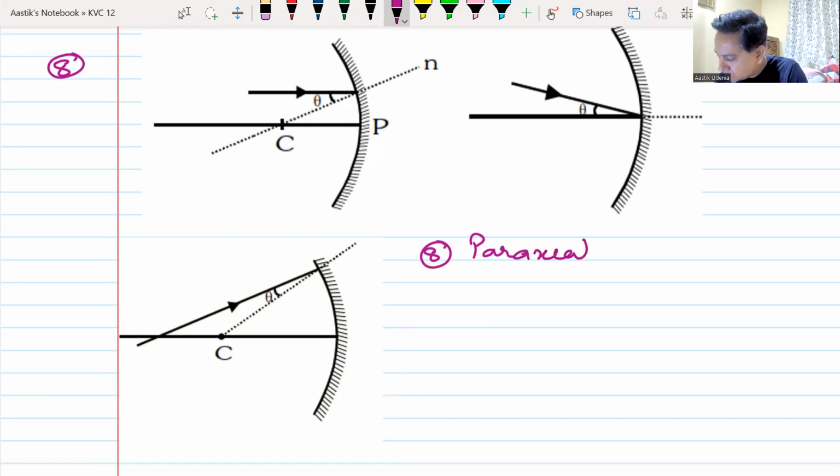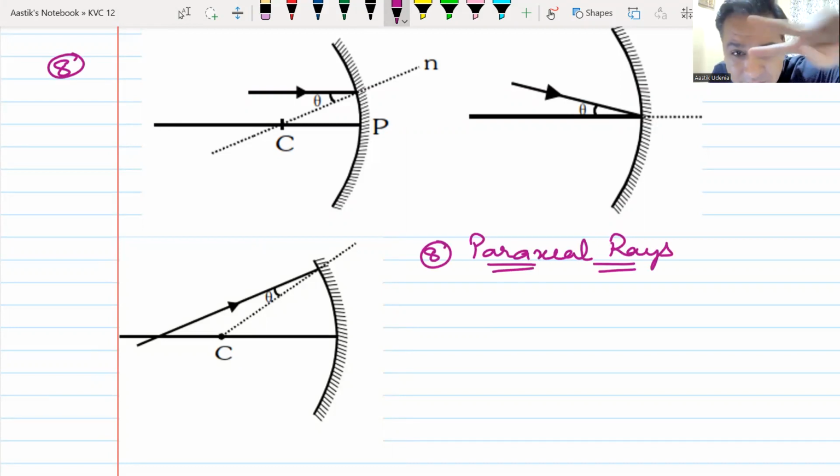Parallaxial rays. Most of the questions that we are going to do, remember there will be 2 things that may be mentioned or may not be mentioned. The rays are parallaxial. The aperture of the mirror is small. They will be saying this in the question. Rays are parallaxial and the aperture of the mirror is small. Do we understand this, beta? No, sir, not properly.